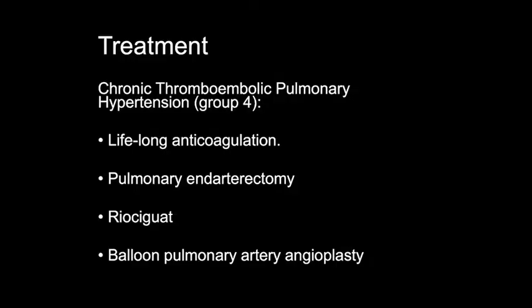And on the echo, we check the pulmonary vascular pressures, the RV systolic pressures. If they are normal, we follow them closely so that they do not develop the hypertension. Once they start developing the pressures in the right ventricular side, then they go towards the diagnosis of chronic thromboembolic pulmonary hypertension. In this group of patients, we need a lifelong anticoagulation.